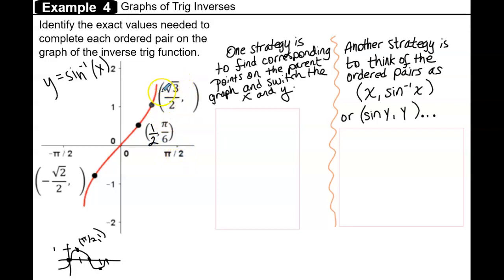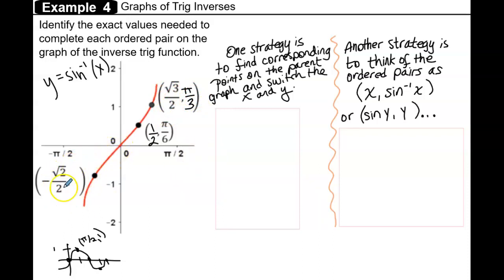Then root 3 over 2, that is occurring as the y coordinate when the x for sine is pi over 3. That's our ring finger in the first hand quadrant trick. So we switch the x and y, and we get root 3 over 2, pi over 3 on the inverse.